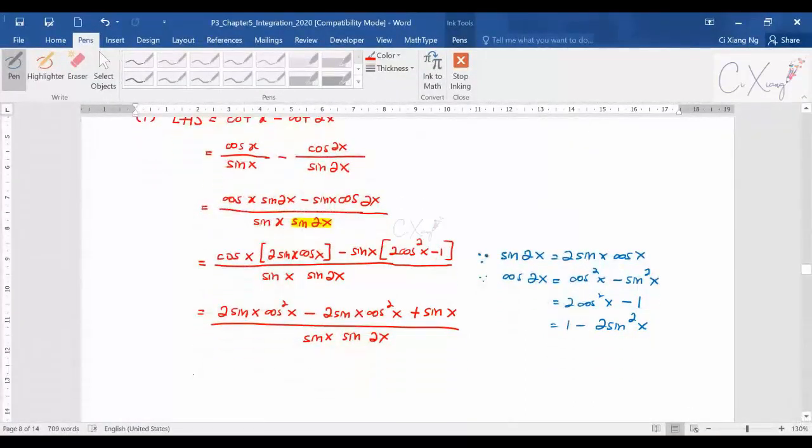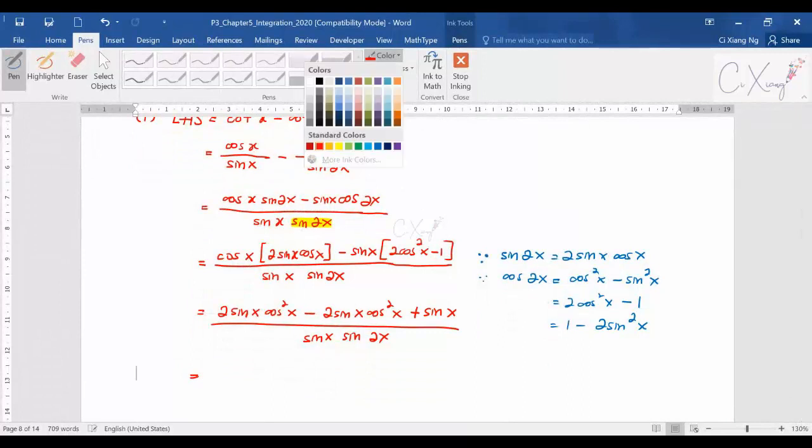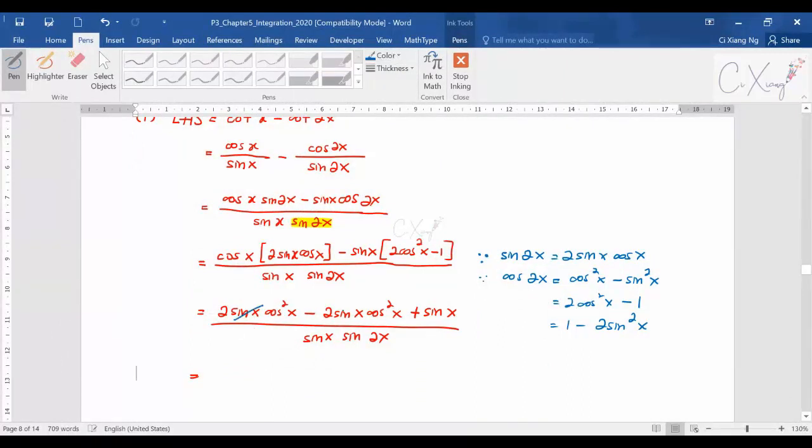If you continue from here, you will see that you can cancel off these two terms because they are the same. Therefore, you have sine x divided by sine x sine 2x. After that, simplify the sine x, and you have 1 over sine 2x. You will see that this is what is shown on our right hand side.